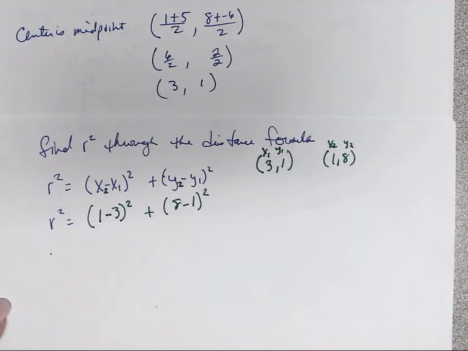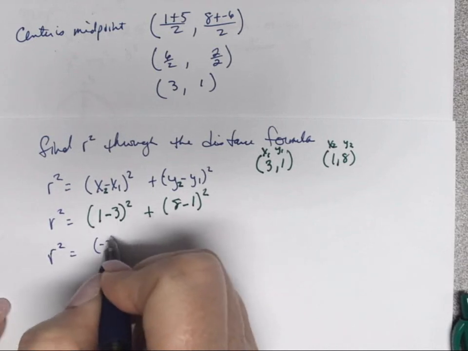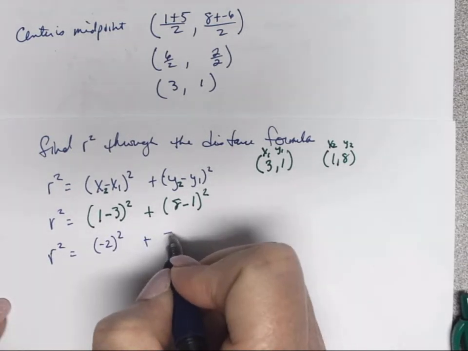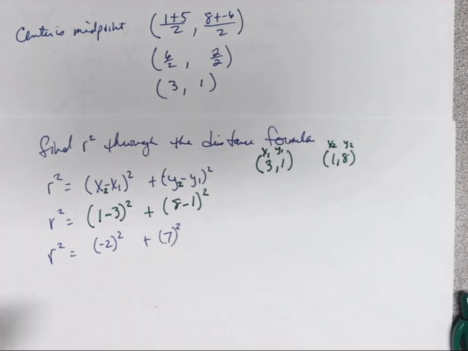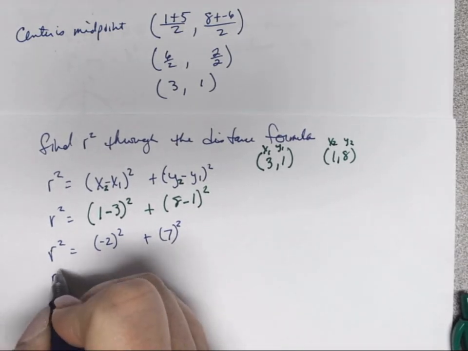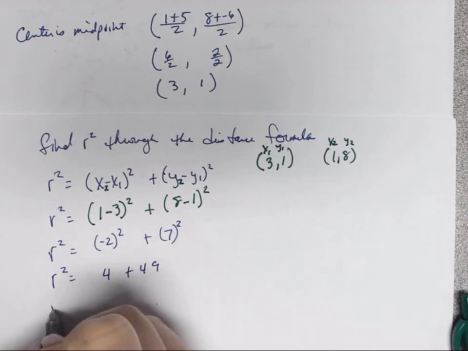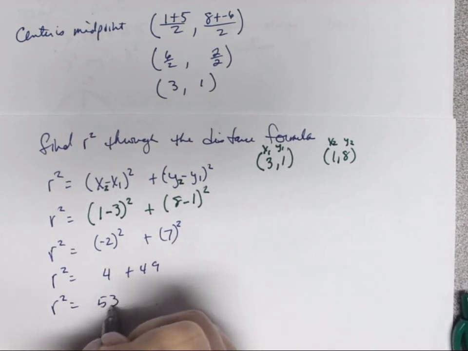Well, then that tells us that our r squared is equal to negative 2 squared plus 7 squared. Now, negative 2 squared is still going to be a positive, so r squared is equal to 4 plus 49, so our r squared is equal to 53.